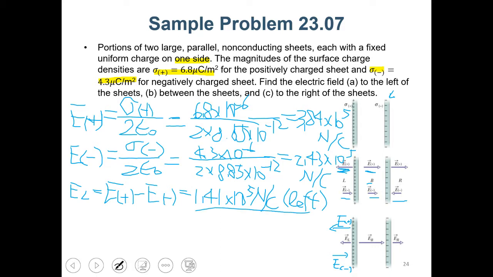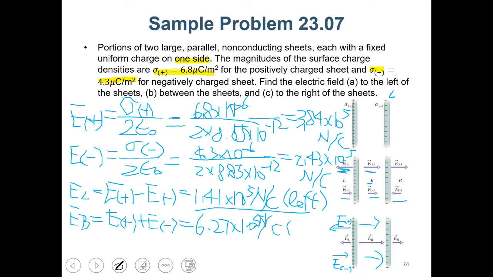For part B, between the sheets, EB would be actually E plus pointing to the right, E minus pointing to the right, so it will be E plus plus E minus, which has the answer 6.27 times 10 to the 5 Newton per Coulomb, pointing to the right.